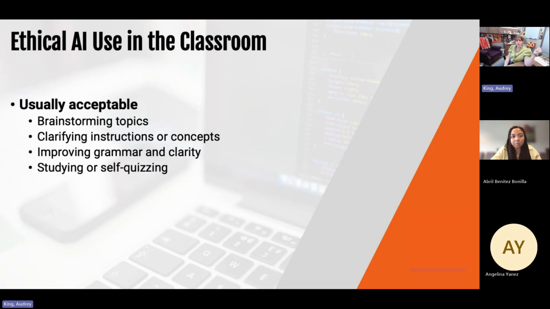So usually the way that we could use AI in the classroom, or even the ways that I encourage my students to use AI in the classroom, are things like brainstorming topics, making fun titles. I love a fun title via AI because I love an alliteration, a repeating consonant sound in a title. Goodness, that's my favorite. Clarifying instructions or concepts, or, hey, there's this thing that was explained to me in organic chemistry, but I still don't understand it. Can you help me have some more examples of what to consider when I think about these things? Improving your grammar and clarity, or even studying and self-quizzing, creating study guides based on notes, all of those things, totally above board.